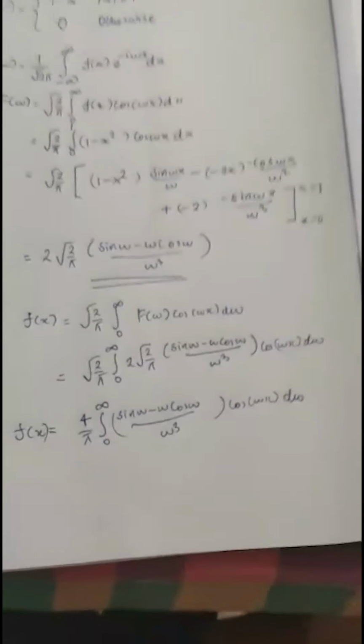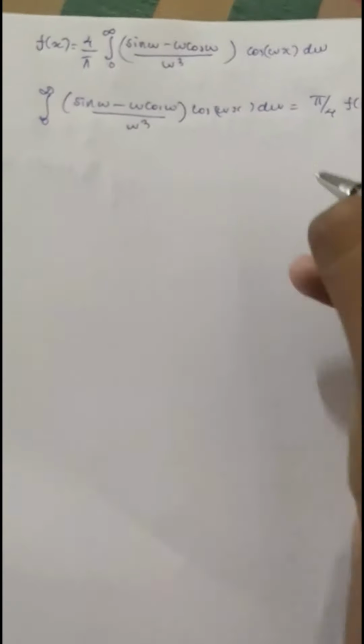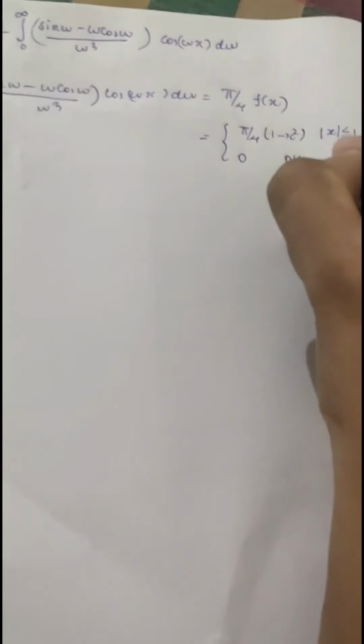So this was the second. From this we can write the integral from 0 to ∞ of (sin ω - ω cos ω)/ω³ · cos ωx dω is equal to π/4 into f(x). Substituting the value of f(x), we can write it is equal to π/4 into (1 - x²) for |x| ≤ 1 and 0 otherwise.